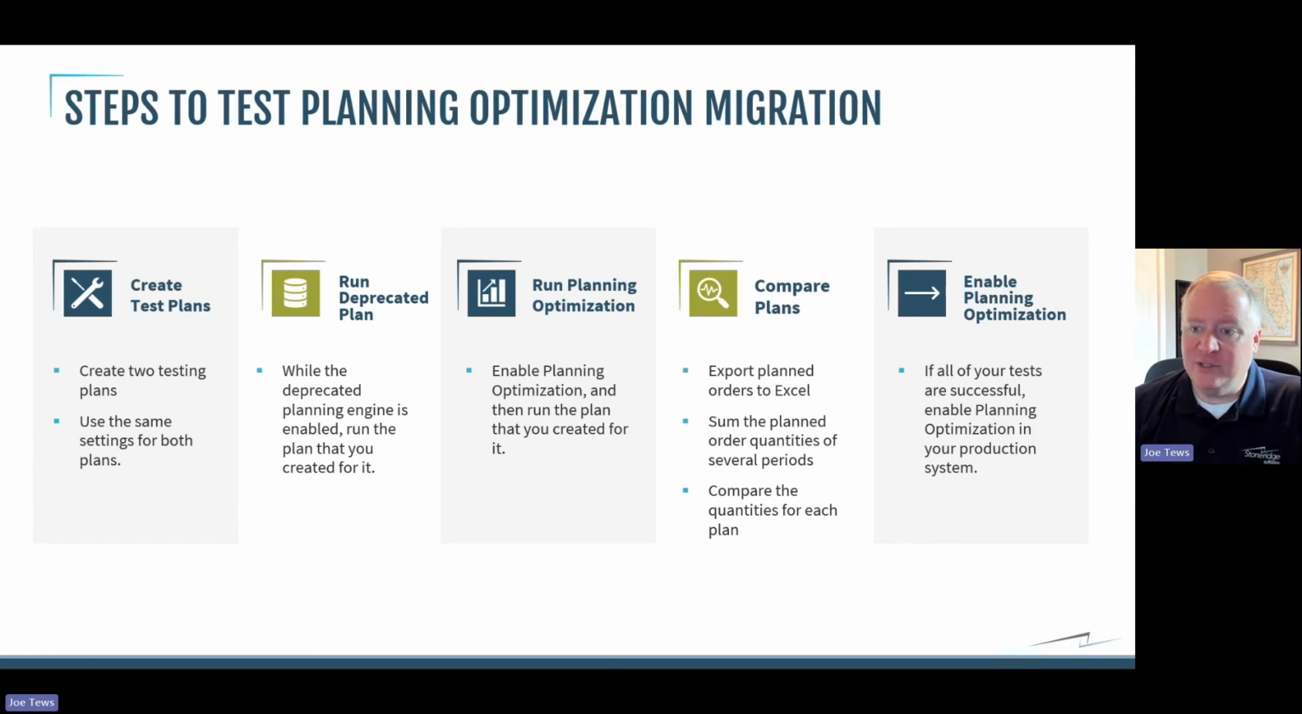Now that you have both plans run, you can compare the plans. So export your planned orders to Excel, and then sum the planned order quantities over several different periods and compare the quantities for each plan. There might be some slight differences at the beginning and end of each plan or each period, but overall, you should have very similar results. And finally, if all of your tests are successful, you're now ready to enable planning optimization in your production system.